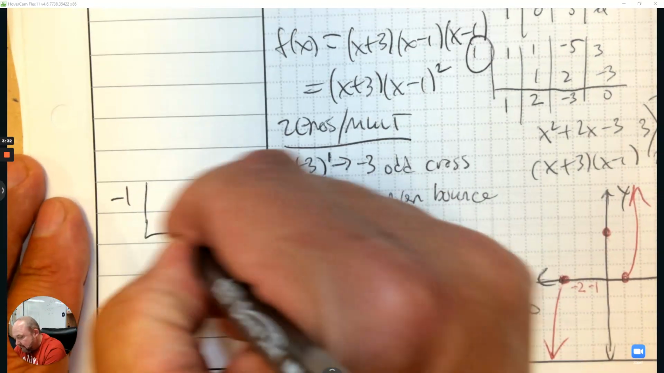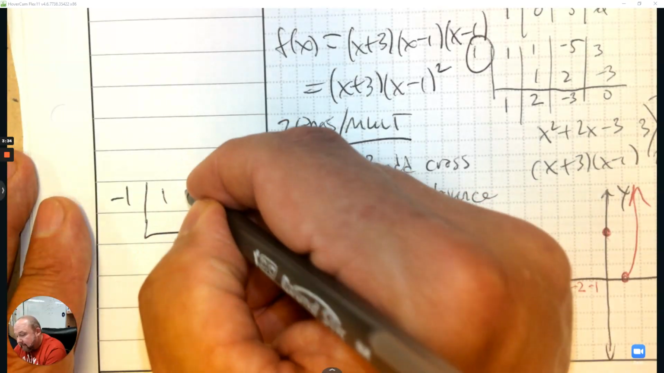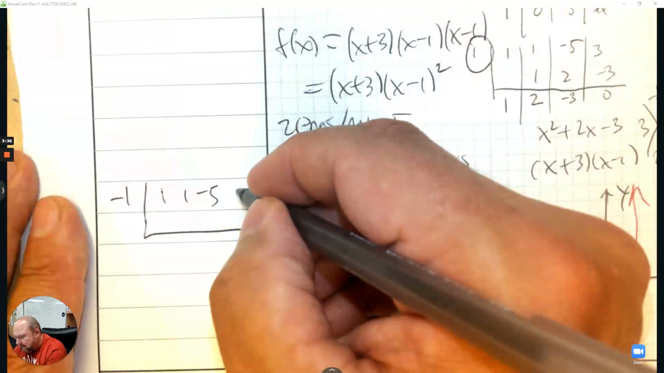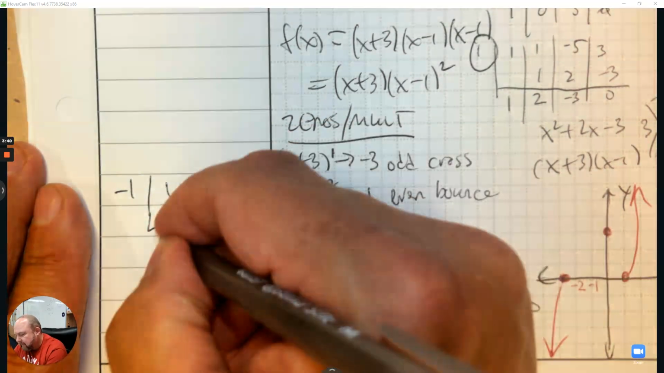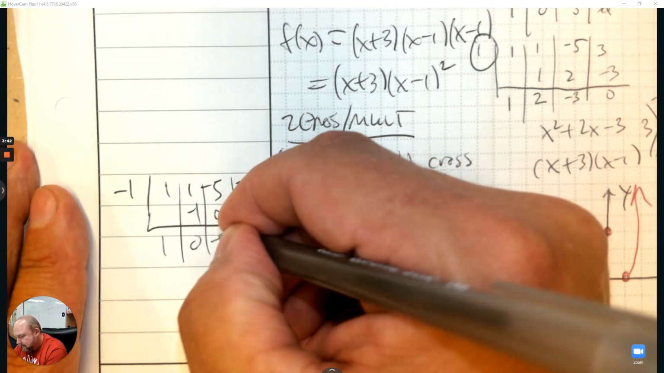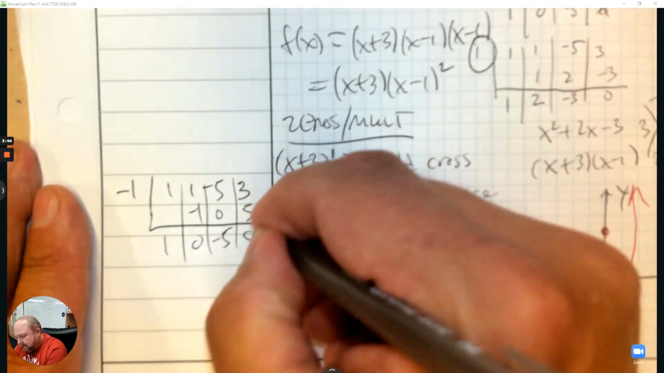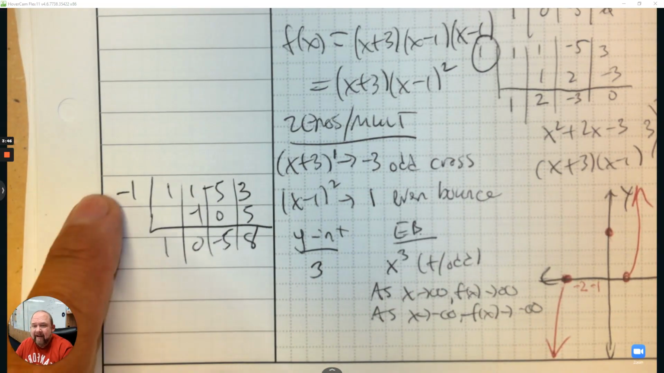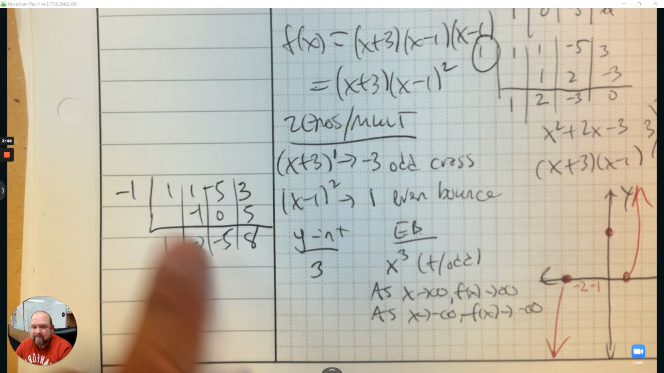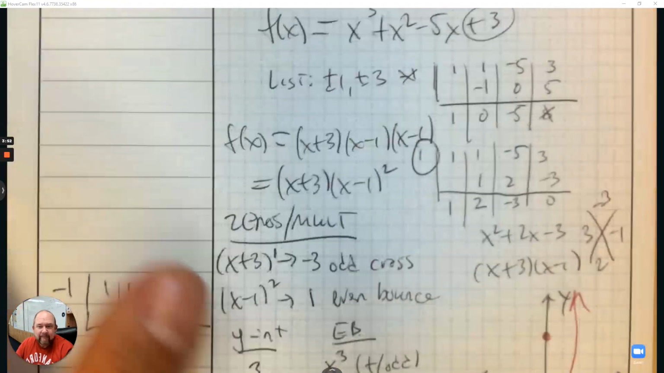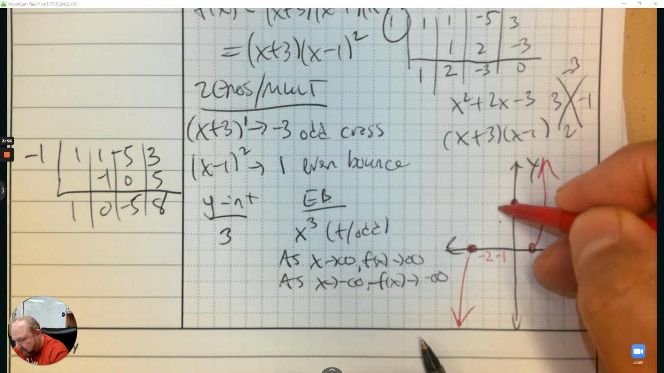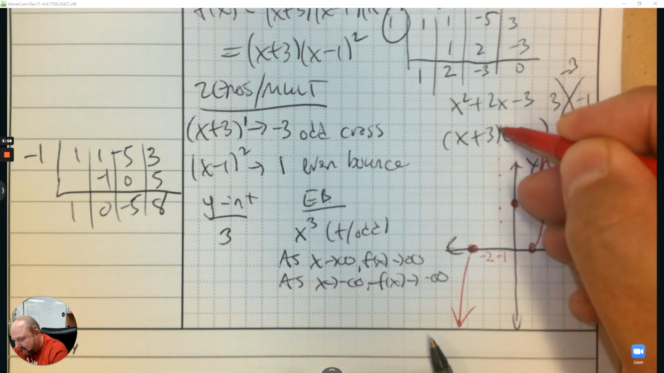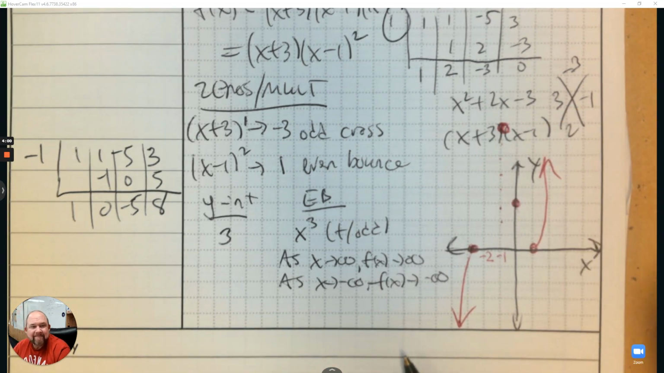So at negative 1, again 1, 1, 1, negative 5, and 3. Again, you can create your columns if it's easier. Make sure I did it correctly. So negative 1, I think I did that up here too, right? 8. So negative 1 gives you 8. 1, 2, 3, 4, 5, 6, 7, 8. It's way up here. I'm okay with that.